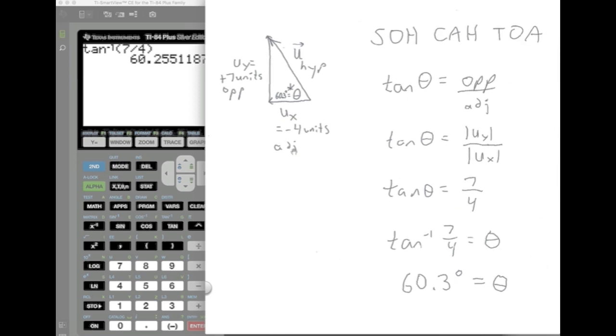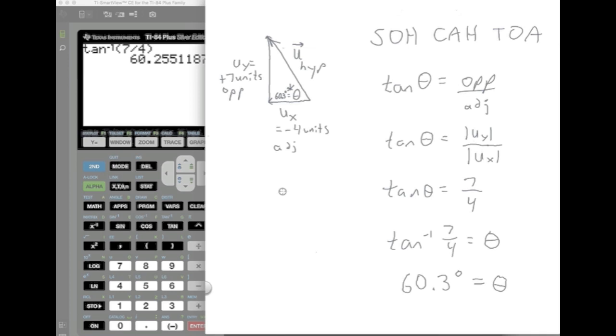Okay, so that shows how we can use inverse tangent to find this angle, this direction. Now we also need to know the hypotenuse so we can find the magnitude. There's a couple different ways we could do that. We could use SOHCAHTOA to find this hypotenuse, but it's more conventional to use the Pythagorean theorem. So I'll use the Pythagorean theorem here.